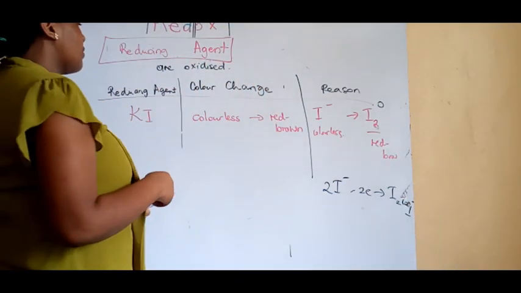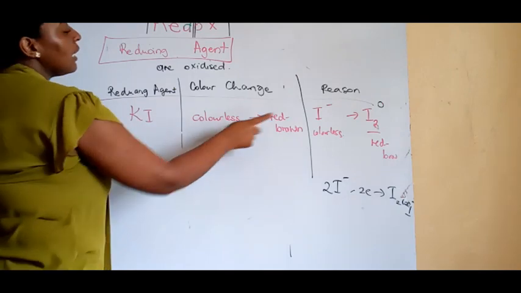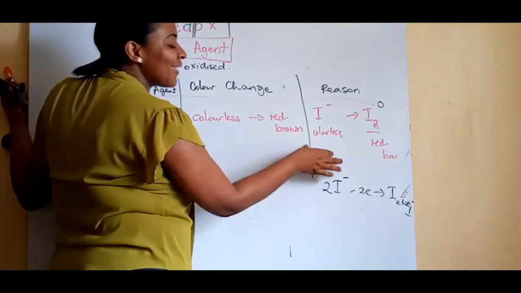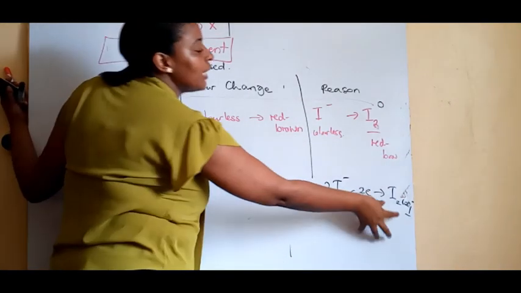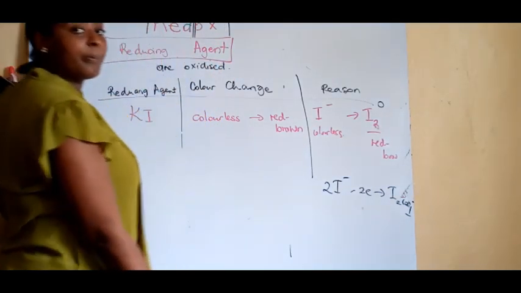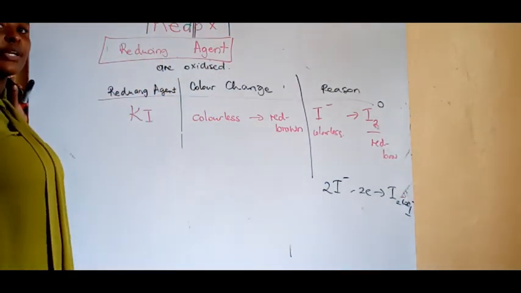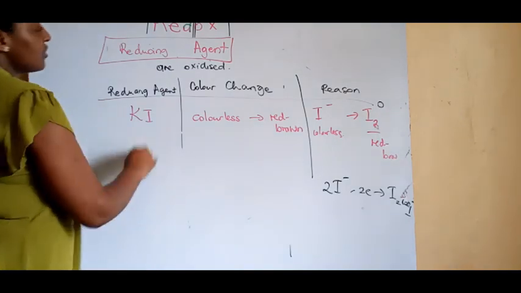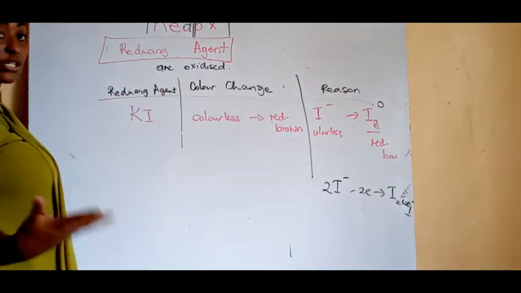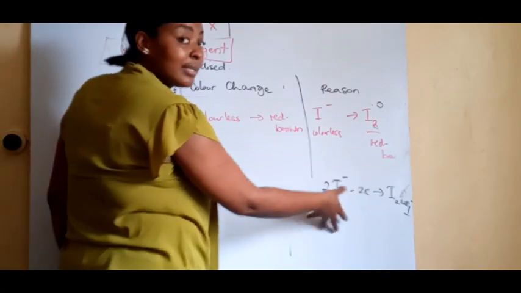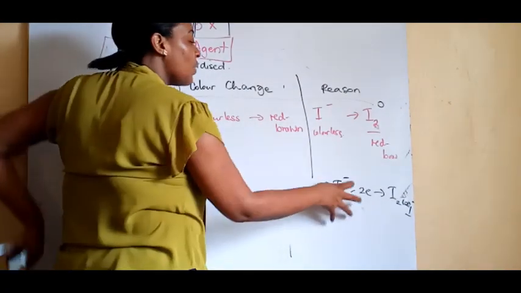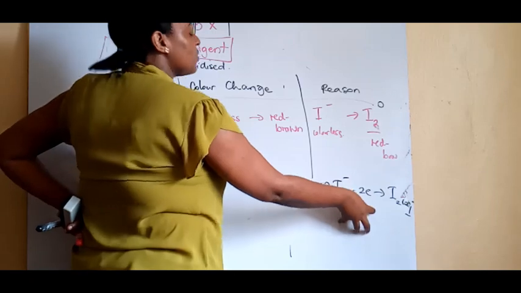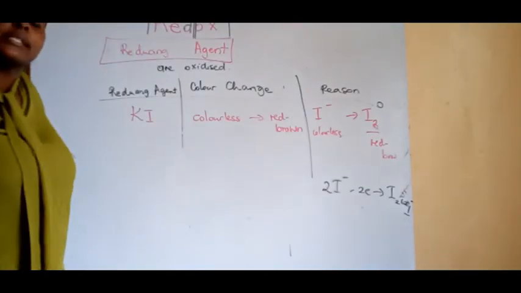When it behaves as a reducing agent, KI moves from colorless to red-brown. When it is colorless, iodine is -1. When it's red-brown, it's 0. So the oxidation number of I is increasing. So KI is actually a reducing agent because your reducing agents are oxidized. So the oxidation number goes up. Iodine loses electrons: 2I minus loses 2 electrons to form I2 aqueous.